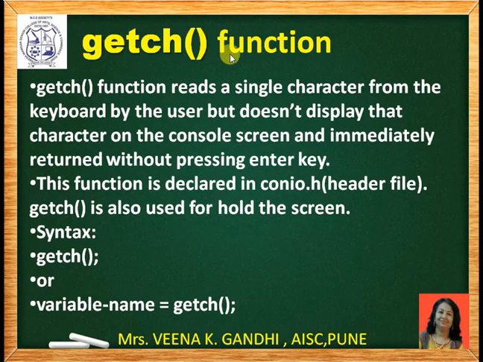Next is the getch function. This getch function is not part of ANSI C or ISO C. It is part of the Turbo C compiler and defined in the conio.h file. This function will not work under Linux or Unix under the GCC compiler. The getch function reads a single character from the keyboard typed by the user, but it does not display that character on the terminal. It immediately returns without pressing the enter key. This function is also used to hold the screen. Syntax: getch(), or you can use a variable name equal to getch().